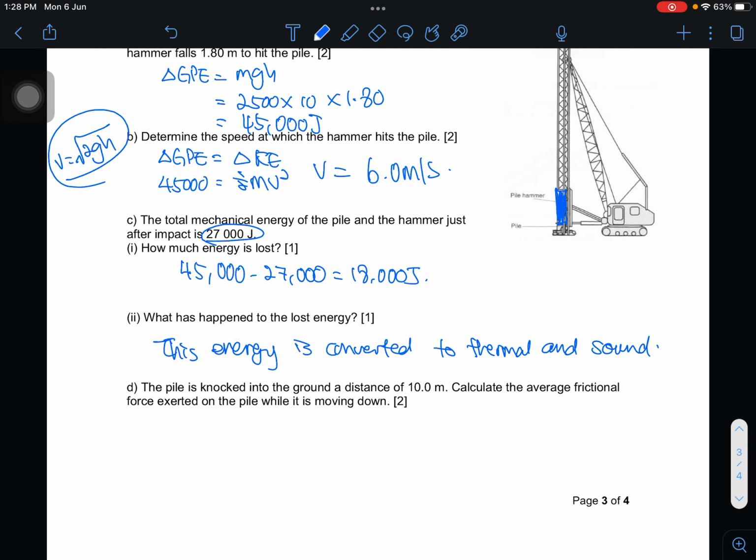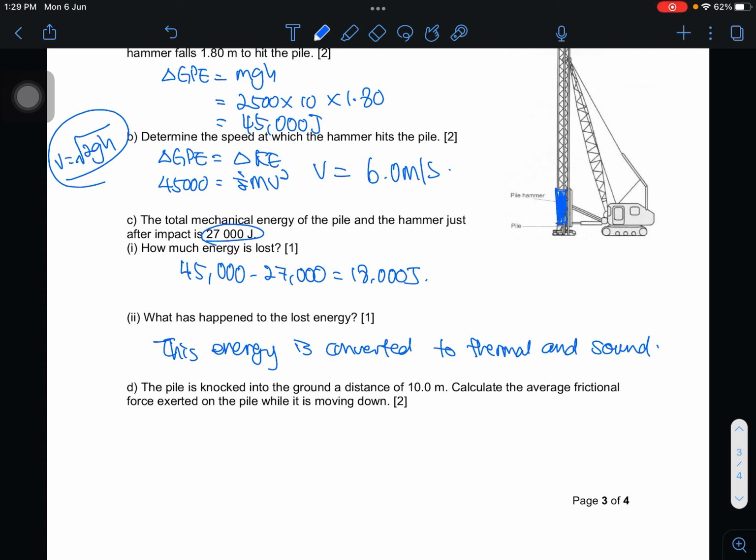The pile is knocked into the ground a distance of 10 meters, so calculate the average frictional force exerted on the ground while it is moving down. Only 27,000 joules of energy is impacted on the ground; the rest is all lost already. So I'm not going to consider the loss. I'm only going to consider the 27,000 joules of energy transferred to the ground. It only allows the pile hammer to drive a distance of 10 meters. How come the hammer cannot go in deeper? Because the soil itself acts as a resistance, going against the motion of the pile hammer. That is friction. The soil has friction.